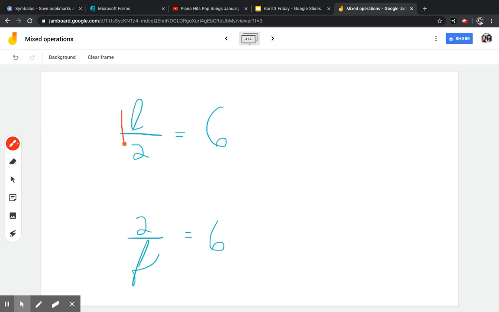And then last but not least, the fraction problems, which are a little bit trickier. So this is technically 1/2. I need to times it by the reciprocal. So 2 over 1 times the other side times 2 over 1. So I'm going to have L equals 12.